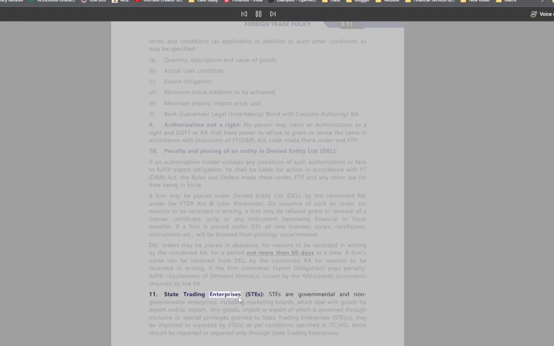11. State trading enterprises. STEs are governmental and non-governmental enterprises, including marketing boards, which deal with goods for export and/or import. Any goods, import or export of which is governed through exclusive or special privileges granted to state trading enterprises, STEs, may be imported or exported by STEs as per conditions specified in ITC, HS. Items should be imported or exported only through state trading enterprises.